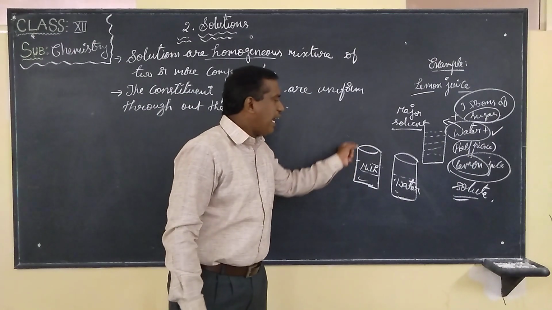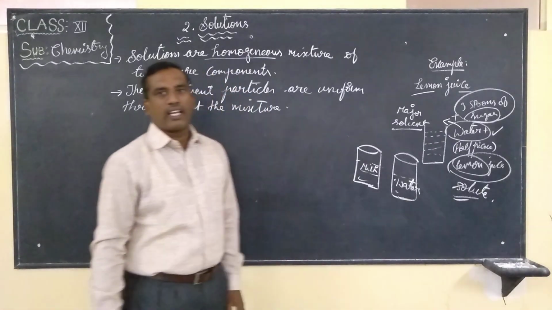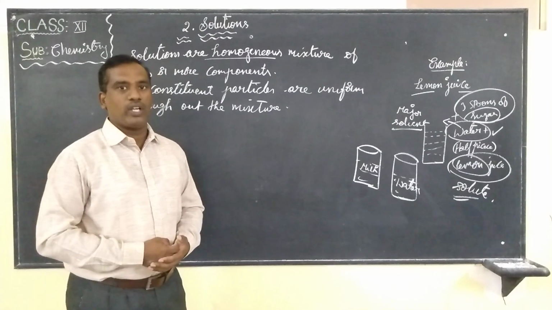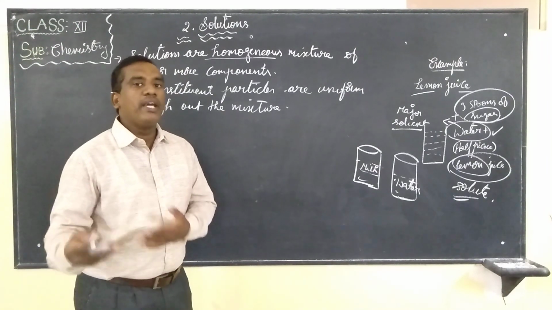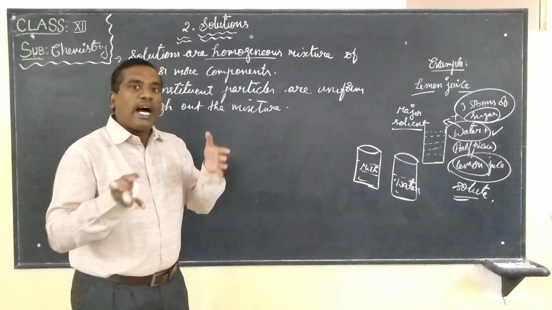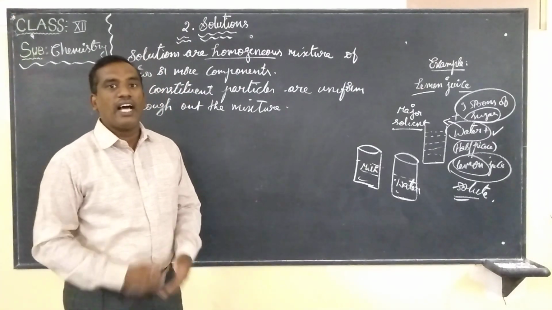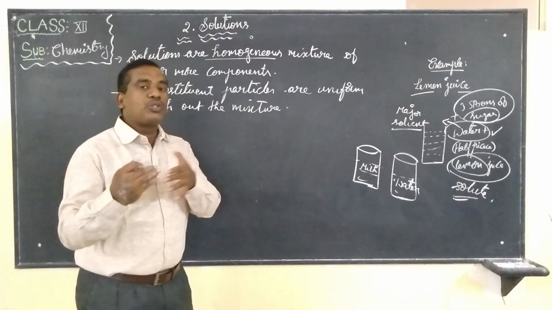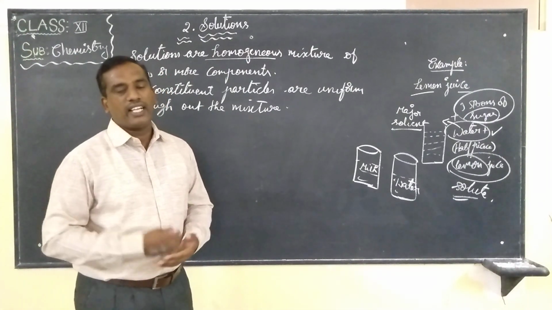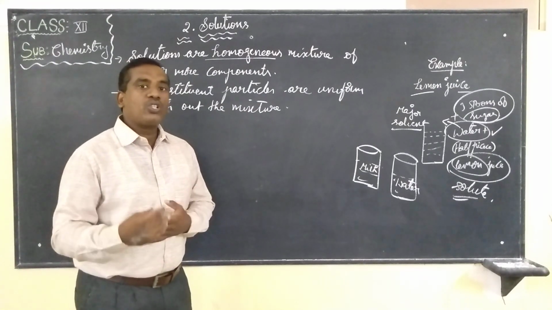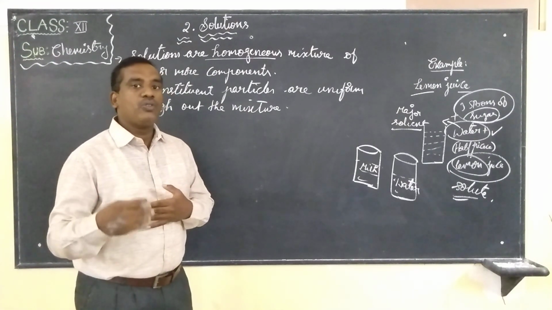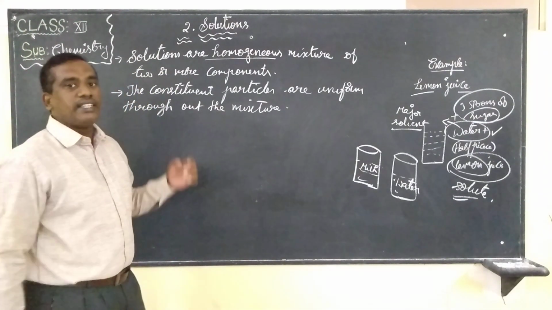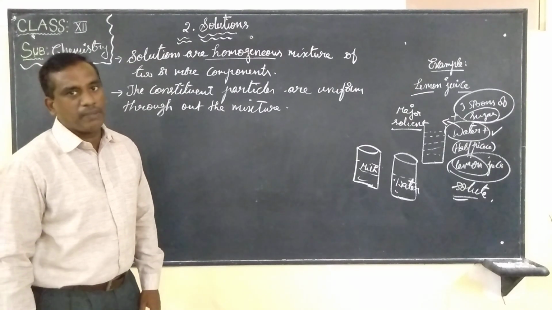Now you add some amount of milk into this water. How does that water appear? It appears like milk only. So they are continuous with each other. The constituent particles are continuous with each other. Such solutions, formed by constituent particles that are continuous with each other, are called homogeneous mixtures.